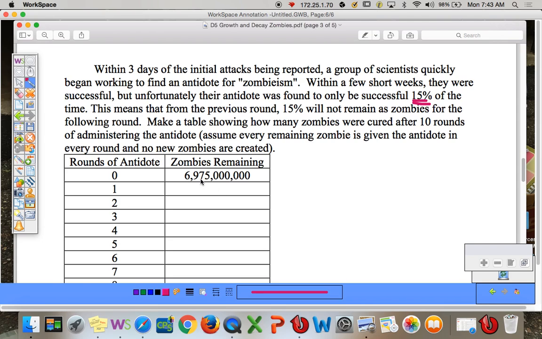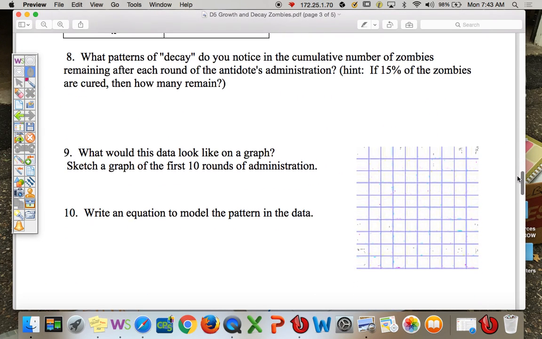All right, so if there's the 6,975,000,000, but the next day 15% are cured, you have to think of how many zombies are remaining, and if 15% are cured, then if we take 100% minus 15%, then 85% of the day before remains. So we can multiply this by 85%. So the next day there's going to be 5,928,750,000. And each day, again, we're taking 85% of the day before because 15% are cured, but 85% are still zombies. And so you can finish that table by multiplying by 85% a day.